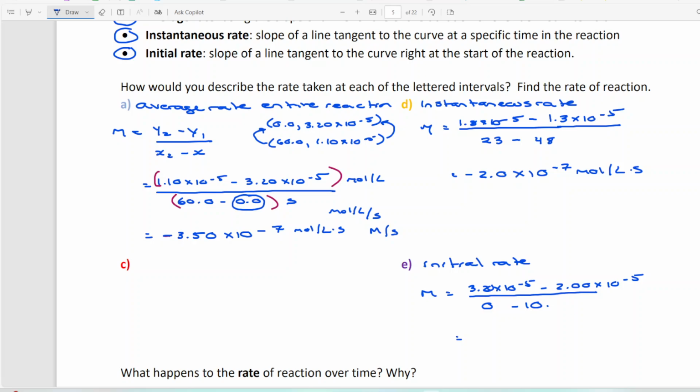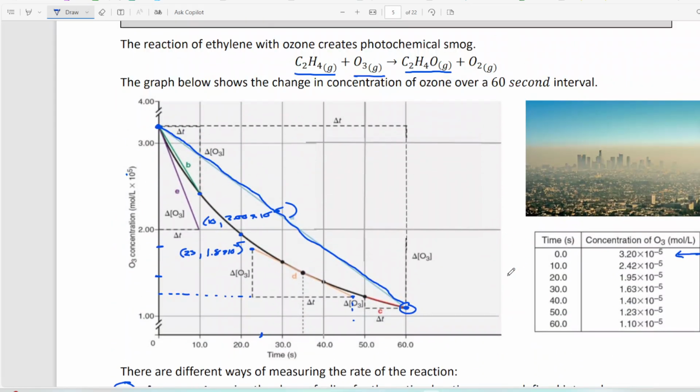3.2 times 10 to the negative 5 minus 2 times 10 to the negative 5 equals, divided by negative 10, which leaves me with negative 1.2 times 10 to the negative 6 moles per liter seconds, or moles per liter per second. Awesome. Okay, and then I just have 1 point left here at C.